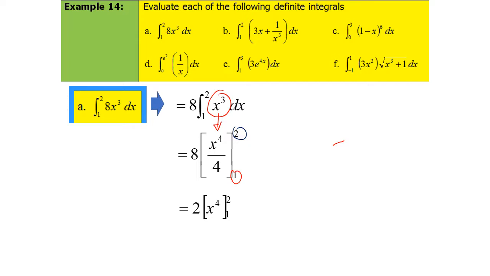Next, after we simplify 8 and 4, it will be equal to 2. Then we substitute the limits 2 and 1 into the function inside this bracket, and it will be equal to 2 times the bracket 2 to the power of 4 minus 1 to the power of 4. And the final answer should be 30.